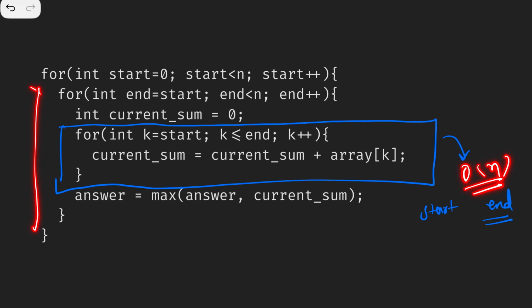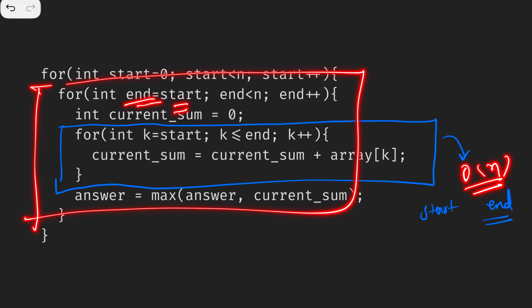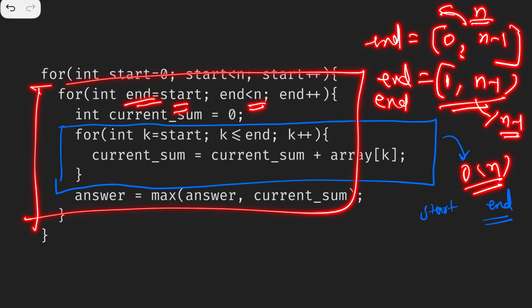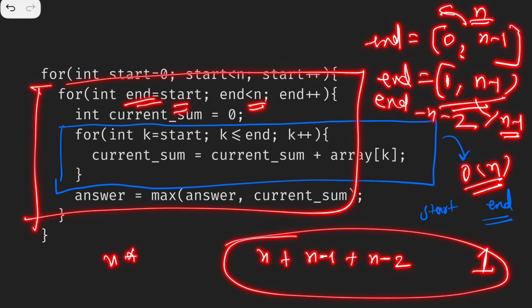Again, you have another for loop. This starts from the start and goes till end. So initially, end will vary from 0 to n minus 1. Then start will increase and it will be 1. So end will vary from 1 to n minus 1. Right? So here you have n different values. Here you have n minus 1 different values. After that it is going to take n minus 2 different values. So it's like n plus n minus 1 plus n minus 2 till you have 1. And the sum of this is n into n plus 1 divided by 2.